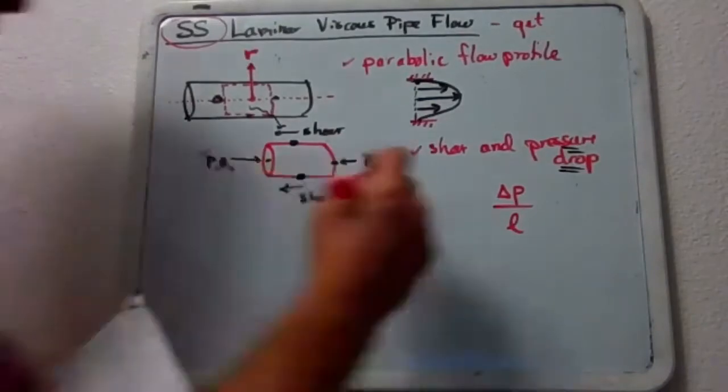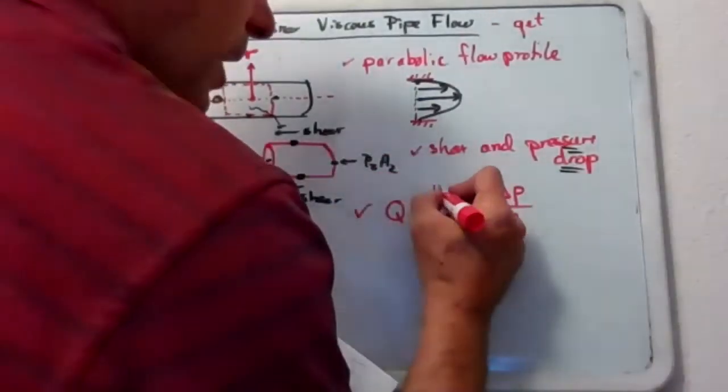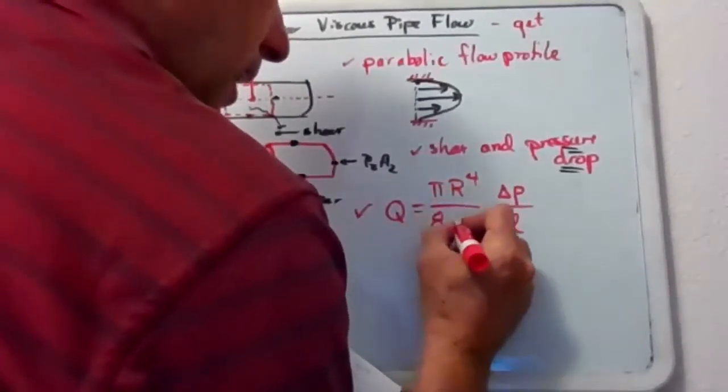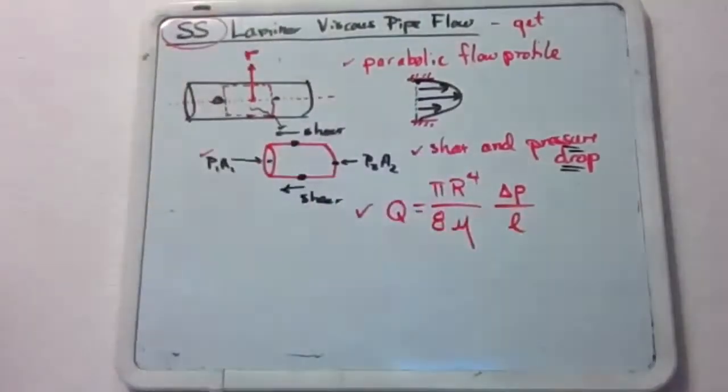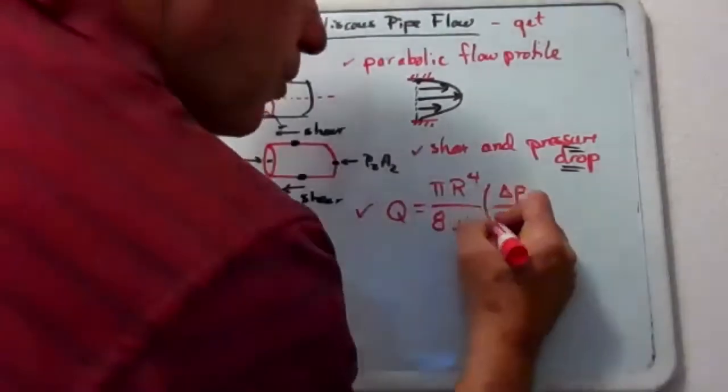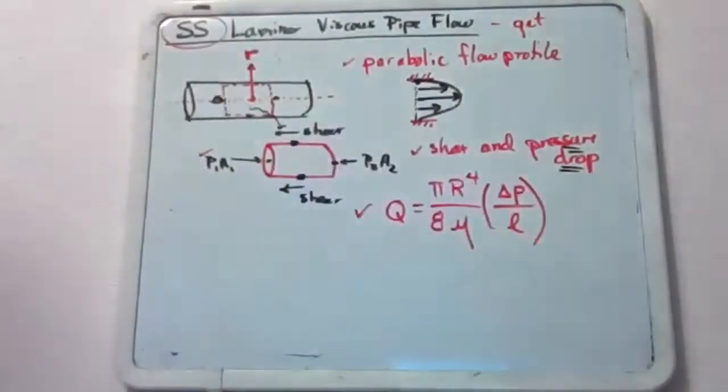The other stuff that's in the formula is pi r to the 4th over 8 mu. And again, I'm sorry to be a little bit repetitive, but that is the formula that we're responsible for. And let me put one more idea on this.